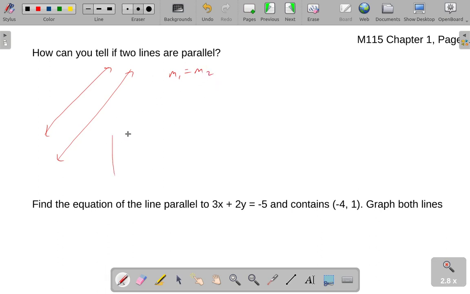Alternatively, if you have either of the lines being vertical, well, the other one would also have to be vertical. Both.